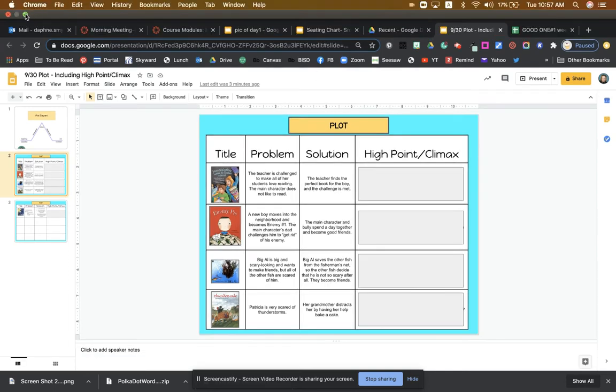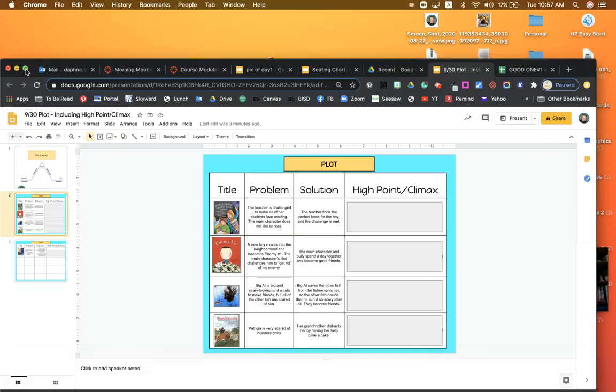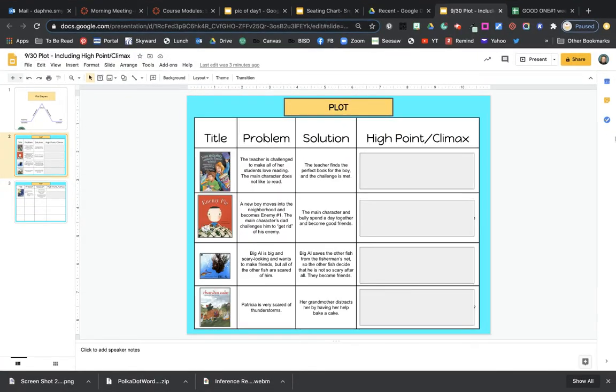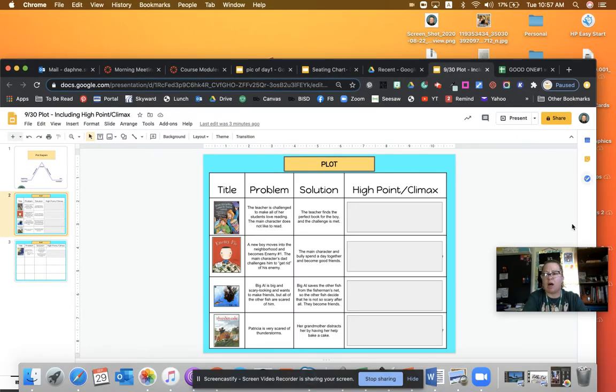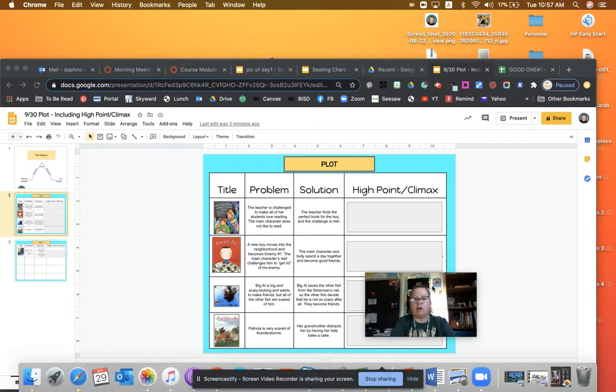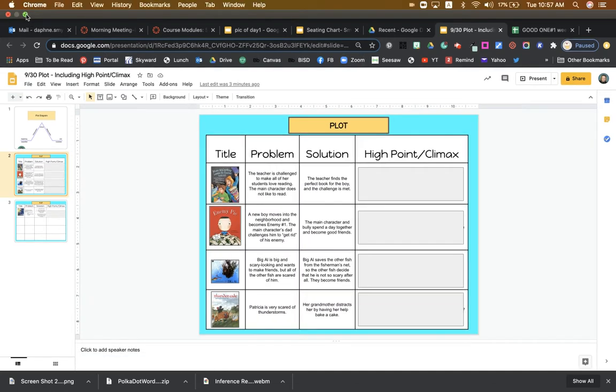Hi, third graders. So we're going to continue with our lessons this week about, can't get my picture to pop up. We're going to continue talking about plot and what plot is. You learned yesterday that plot is all of the events that take place in the story.